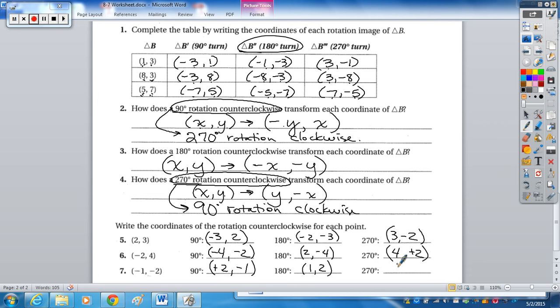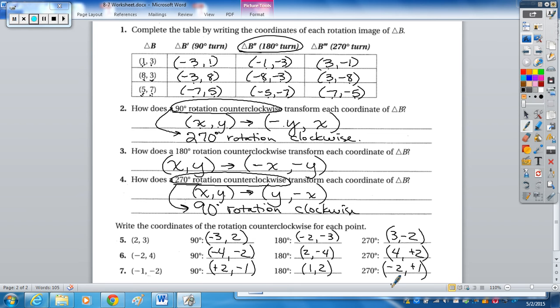I'm going to switch them. So -2, -1. My y value becomes positive because a double negative becomes positive, and that's what you should have there. Okay? And so I hope that made sense to you guys.